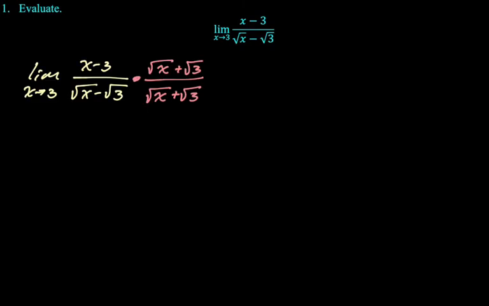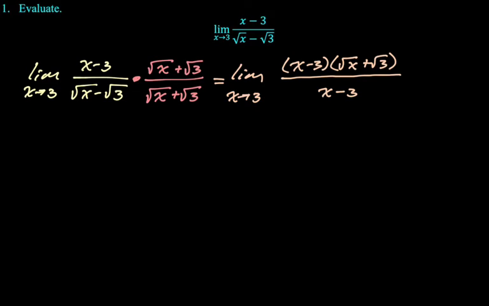So I'm going to start with the original. I'm going to multiply the top and the bottom by square root of x plus square root of 3. The next step here is to expand, but you only want to expand the thing you're rationalizing. I'm rationalizing the denominator, so I want to expand that. I'm going to leave the numerator as it is, so just quantity x minus 3, quantity root x plus root 3, all over x minus 3. We cancel the x minus 3's, and then we substitute in 3, and we just get 2 root 3 as our answer. That's one way of doing it.